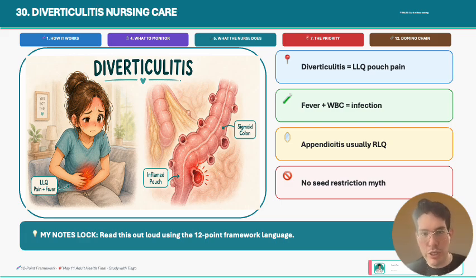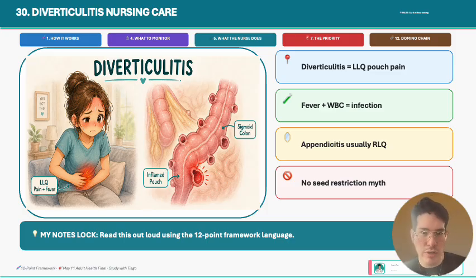So during an acute flare, the bowel is inflamed, and the goal is bowel rest and infection management. The patient may be NPO or on clear liquids, depending on severity, and receive IV fluids, antibiotics if ordered, pain control, and monitoring for perforation or abscess.